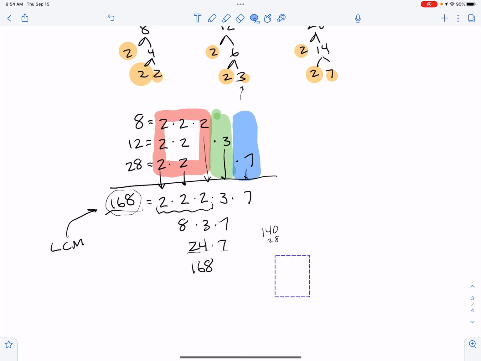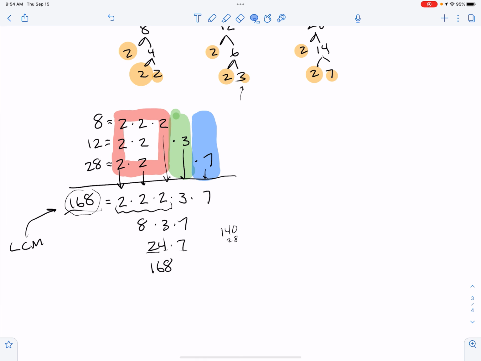Now, this is a new strategy for me, so I'm not feeling super confident. So I'm going to use one of our other strategies to check and see. And I'm just going to list out the multiples. So from up above, we know 8, 16, 24, 32, 40, 48, 54, 60. Wait a minute. I'm sorry. That's wrong. 56. I feel like I screwed up here. I was trying to speed through it. Did I make a mistake? No, we're good. We're good.